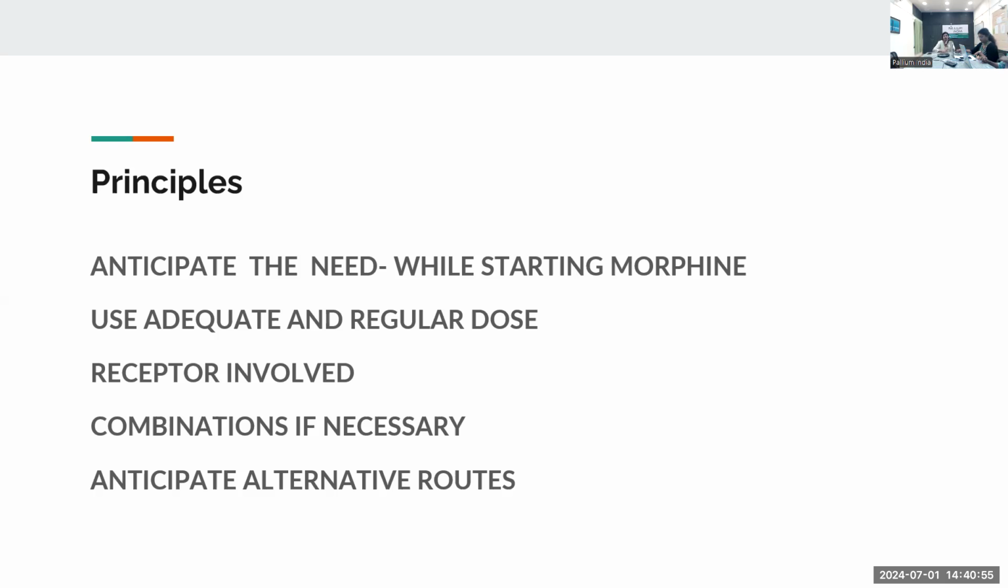Okay, the next one, combinations if necessary. That is a very important point. Sometimes you may require more than one antiemetic. You give one antiemetic and you understand that the vomiting is not controlled. You have given a proper dose and everything, and still the vomiting is persisting. The cause is a little different. You can add a combination of antiemetics, which is also permissible. Okay, next slide.